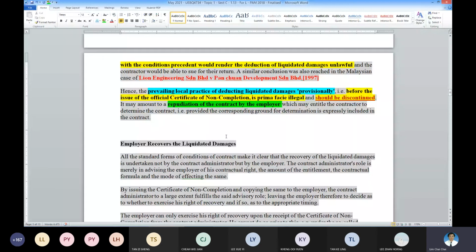That means the contractor can determine or end the contract. It entitles the contractor to determine the contract, provided the corresponding ground for determination is expressly included in the contract. So usually there will be grounds for determination. If there's a ground for determination, then these are done correctly. If not, then it will be done incorrectly.